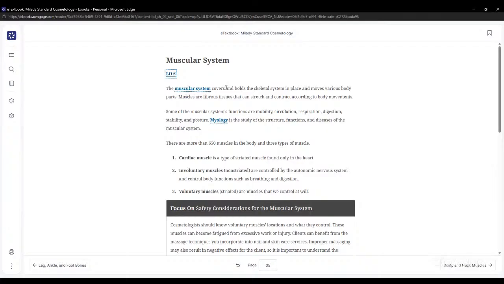The muscular system covers and holds the skeletal system in place, okay? So those bones and things like that stay in place. Muscles are fibrous tissues that can stretch and contract according to body movements. When we talk about massage, we are massaging muscles. We're not massaging bone, okay? And when we talk about massage, we talk about stretching and contracting, where for a muscle to relax, it must tighten up and then it stretches out, okay? It must tighten up and then it stretches out.